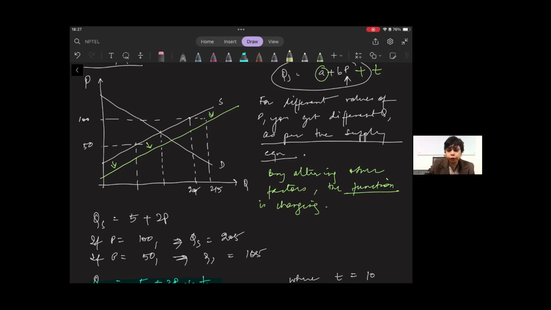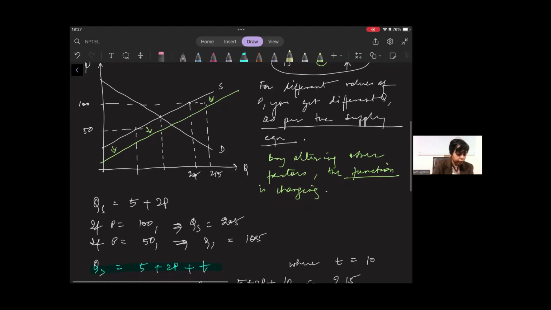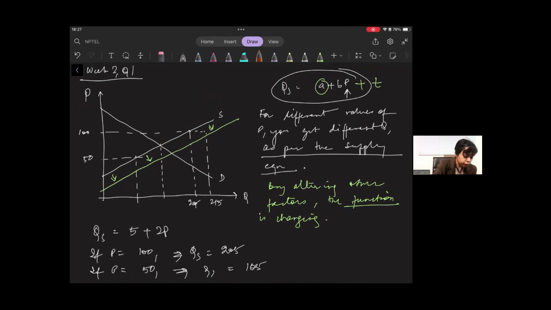And if I change the coefficient of P, like here I'm just taking plus 2P, but if I change it to 4P for some reason, then the curve is going to change in slope. It's going to move upward or downward depending on how I'm changing it, right? If I change the coefficient, it's going to be something like this, right? Then the slope is different.